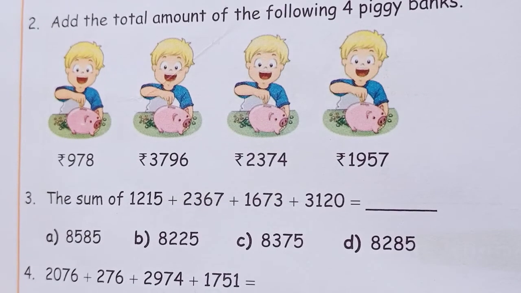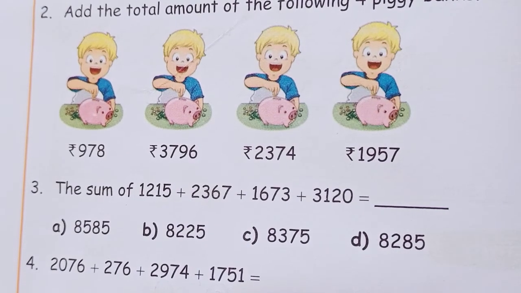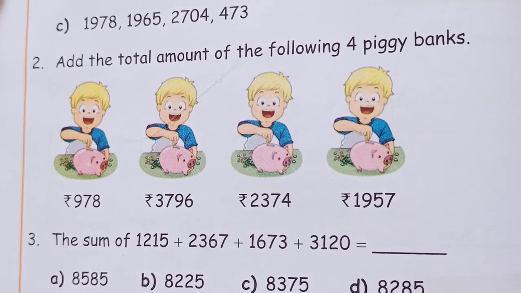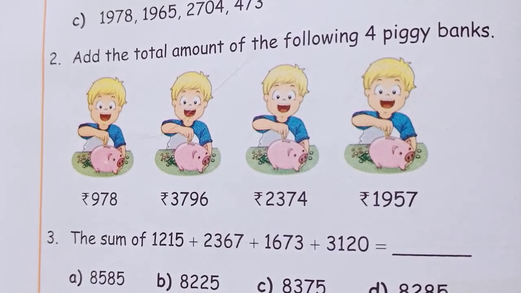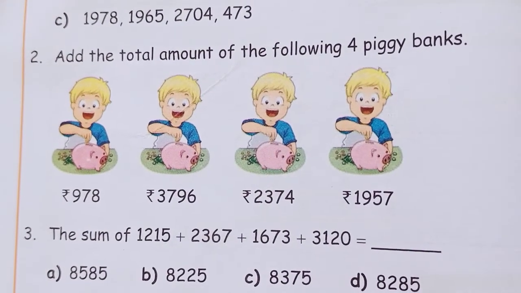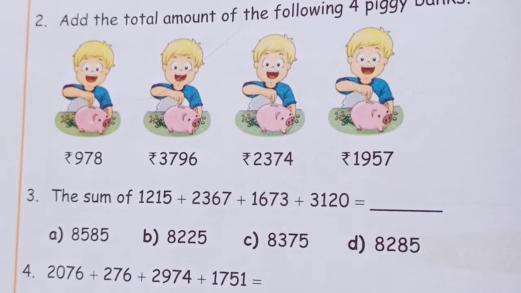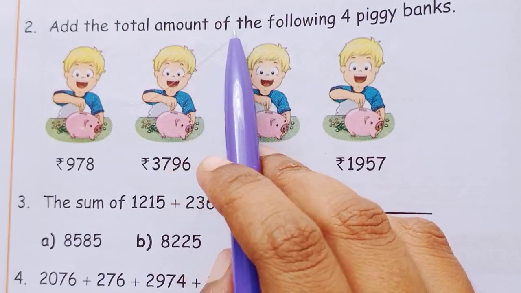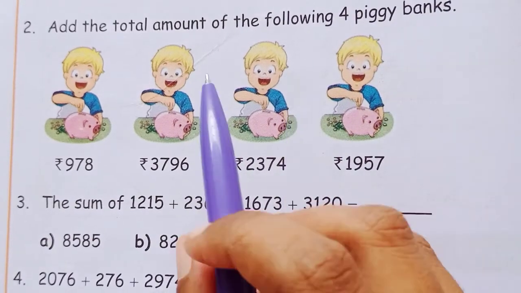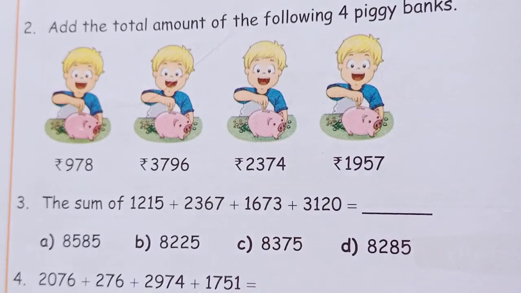All of you take book page number 34. Exercise 2.7. See the second question. Find the total amount of the following 4 piggy banks. Add the total amount of the following 4 piggy banks.